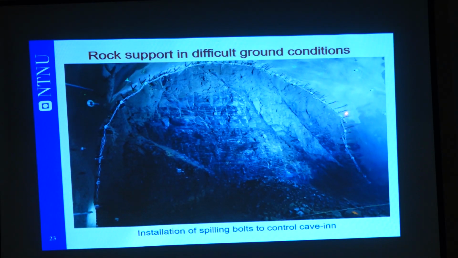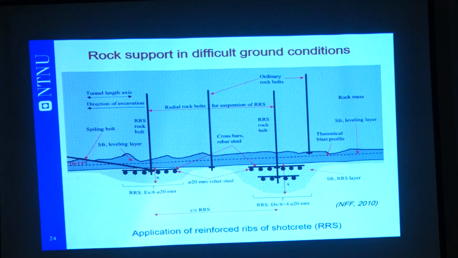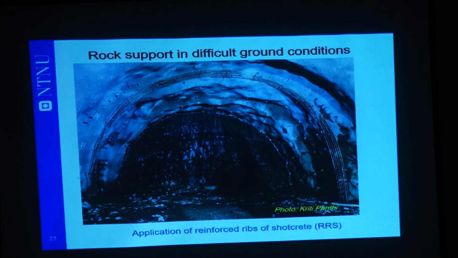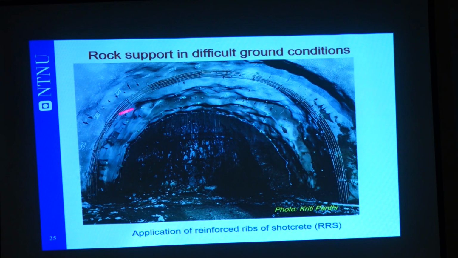So we can use spiraling ports that are hooked with this channeling. And then we can use RRS instead of steel ribs. So we can have single layer of the reinforcement or double layer if we have extremely weak rock. This is much faster and much easier. And this is the practical application of the RRS. You see here. And this spiraling body.